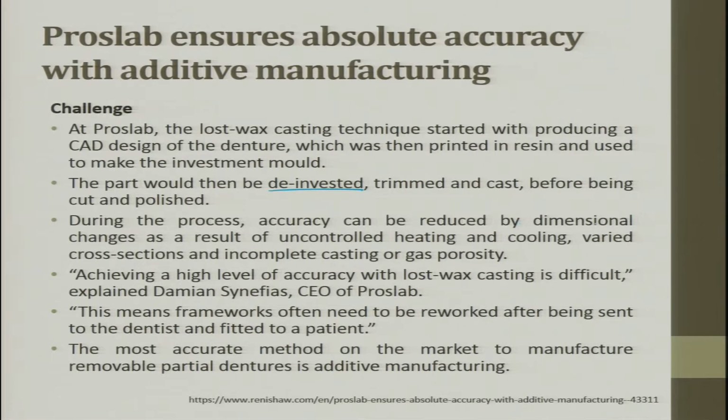So reducing the dimensional changes resulting from uncontrolled heating and cooling, varied cross section, incomplete casting and gas porosity was a challenge for them to avoid. Though the data was done by CAD and then they used the investment casting method, which is very well known, they still had these two problems, because when you pour, removing the porosity is a challenge. Achieving a high level of accuracy with lost wax casting is difficult.